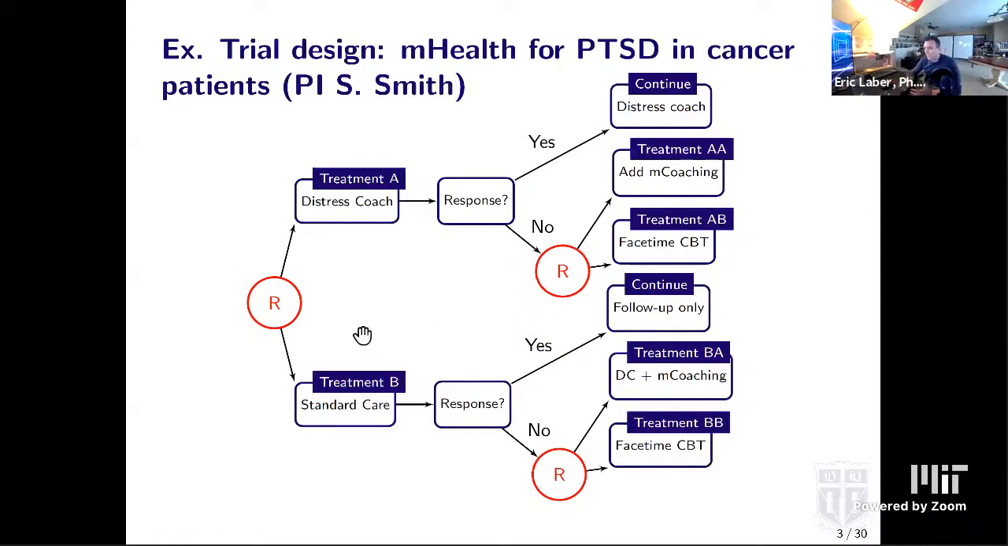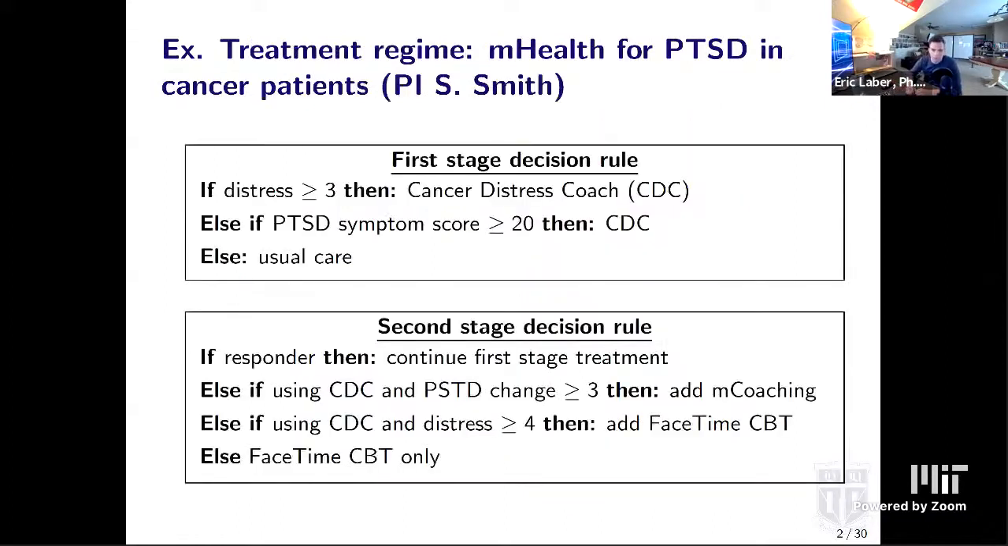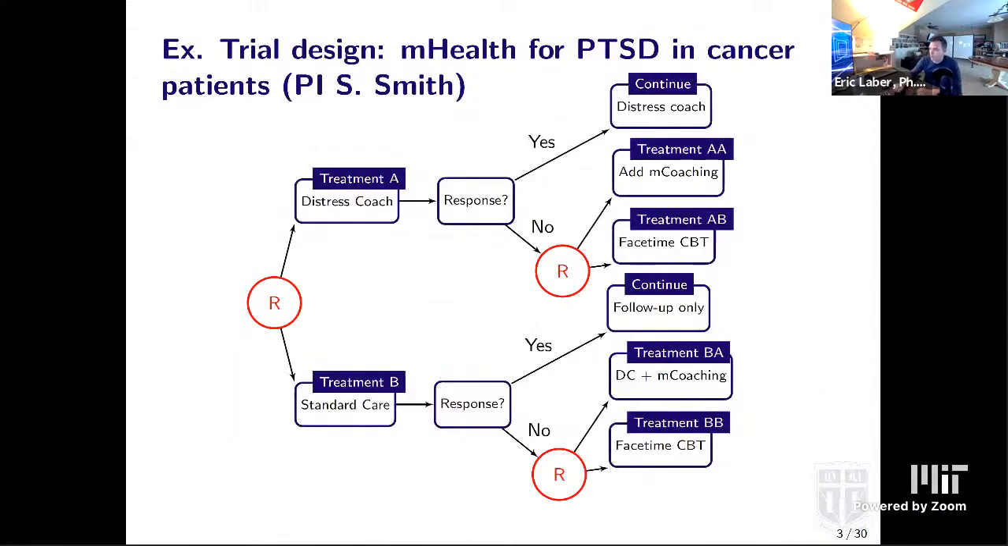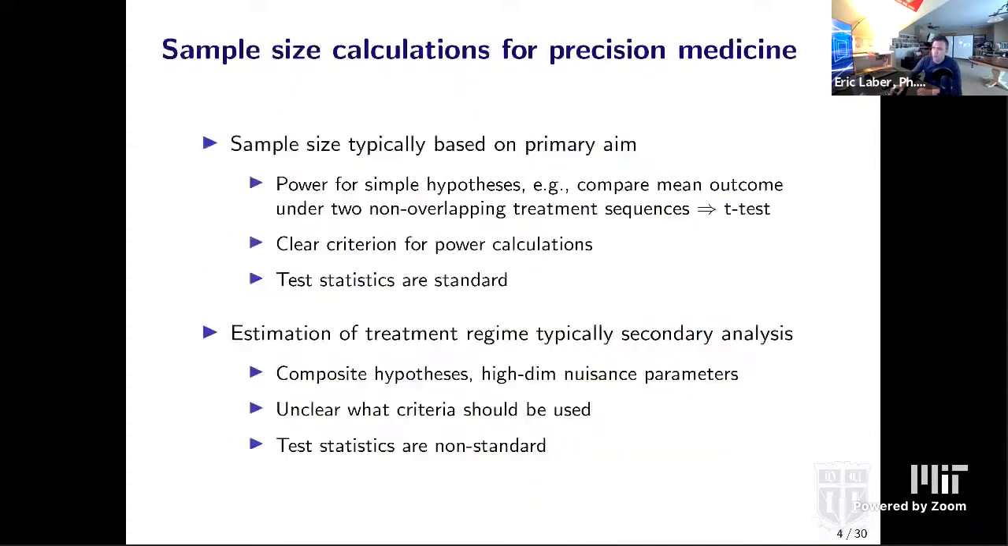And so we want to take data like this and extract a rule like this, or estimate a rule like this, that optimizes patient utility. Okay, so what's the challenge here? The challenge is that we often aren't powered to estimate a sequence of rules like that.